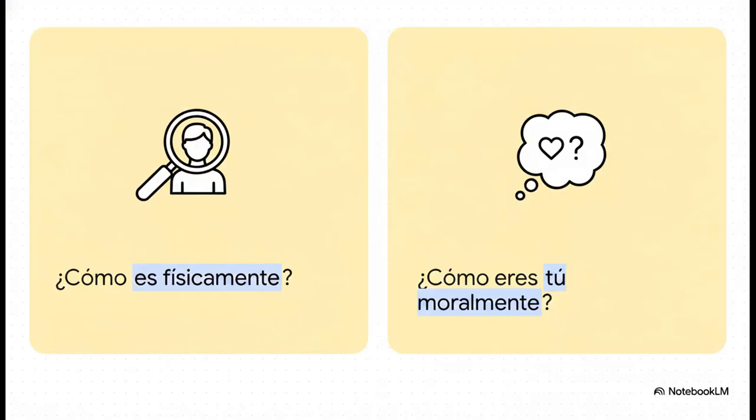So notice how descriptions almost always start with direct questions. When you want to know what someone looks like, you ask, ¿Cómo es físicamente? Which is literally, how is he or she physically? But to discover their inner personality, you ask, ¿Cómo eres tú moralmente? Meaning, how are you morally? Or, what is your personality like? Also, notice how we use the verb ser, meaning to be, for these permanent or long-lasting traits. It's a real game changer once you get the hang of it.